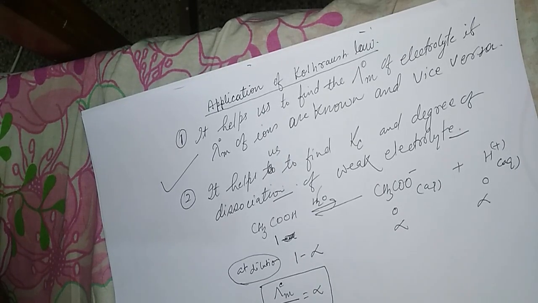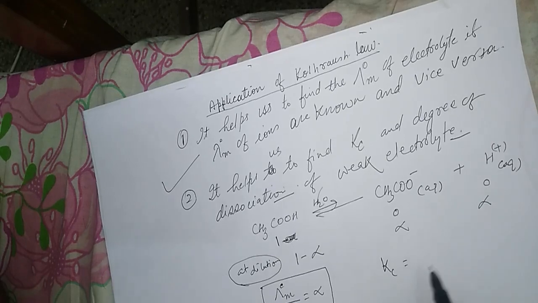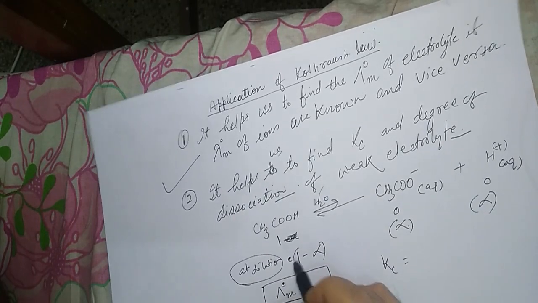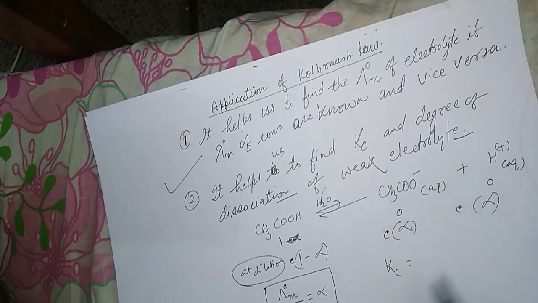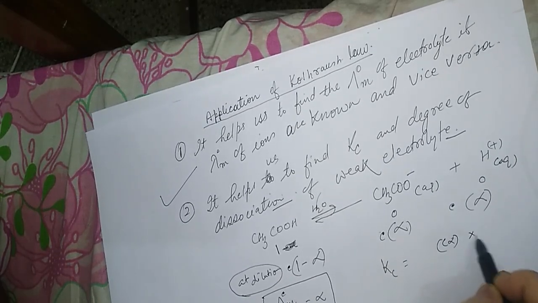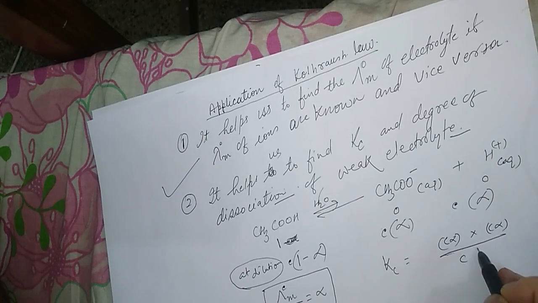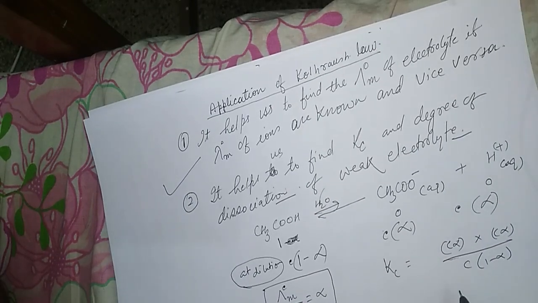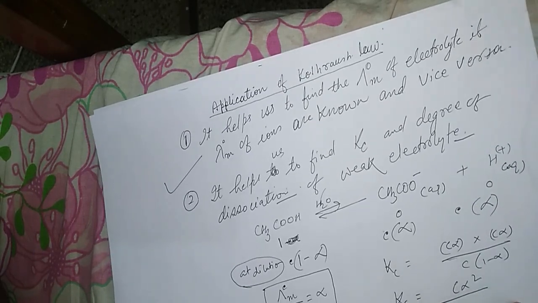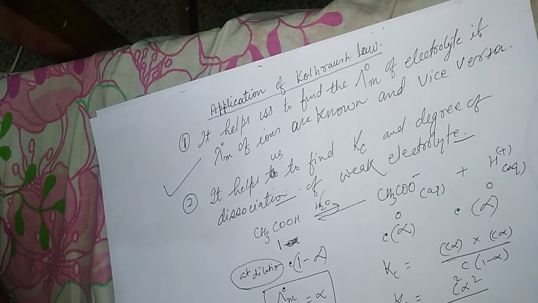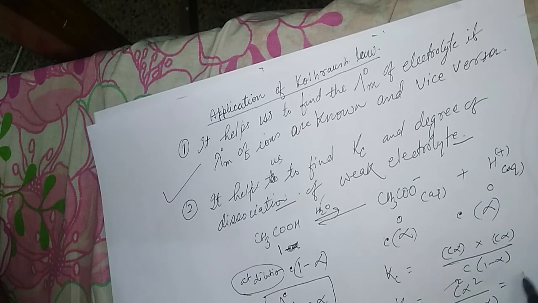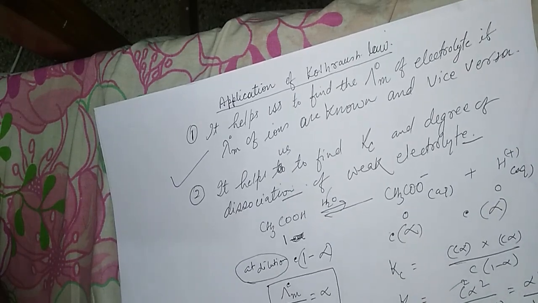Now we know the equilibrium constant Kc at concentration C: this will be C, this will be C, and this will be C. So the equilibrium constant will become C alpha into C alpha divided by C into 1 minus alpha. So Kc equals C square alpha square by C into 1 minus alpha. This C will be nullified and this will form alpha square by 1 minus alpha.